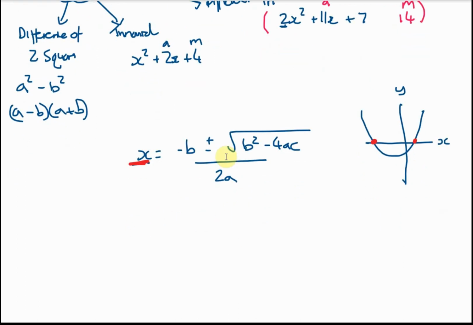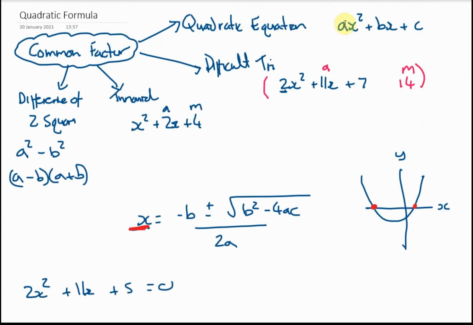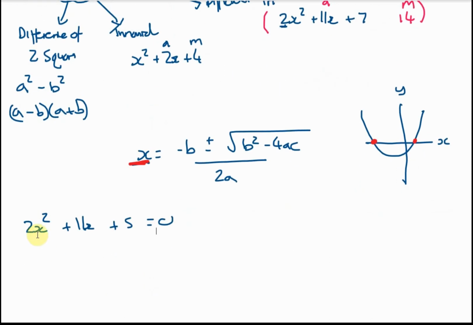Okay, so let's do an example then. Let's say that 2x squared plus 11x plus 5 is equal to 0. Now this is in the form ax squared plus bx plus c, because it's going to be x squared, then the x, then the number. So we don't have to rearrange, that's excellent.